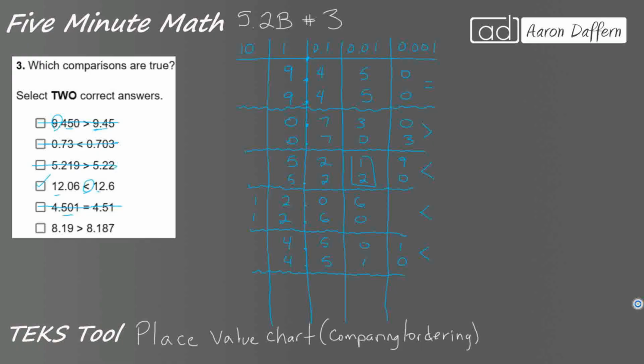So this last one has got to be correct. Let's make sure. 8 and 19 is going to be greater than 8 and 187. You would think 19 isn't as big as 187, but let's add that 0 so they both go to the same place value. Now it looks like 8 and 190 thousandths is greater than 8 and 187 thousandths, which is what they gave us. So our answers are going to be option 4 and then option 6. Those are the 2 correct answers.